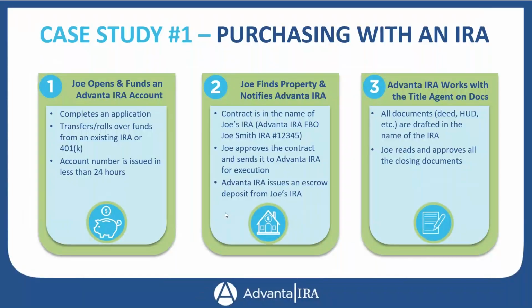So here in number 2, you're going to see the contract is in the name of Joe's IRA. Once that account number is issued, now Joe can make an offer on a property. Advanta IRA, FBO, Joe Smith IRA number 12345. Joe is going to approve the contract, but ultimately Advanta is going to execute it. So keep in mind that Advanta IRA is the legal signer for your retirement account, so it's important that we sign that contract as well.